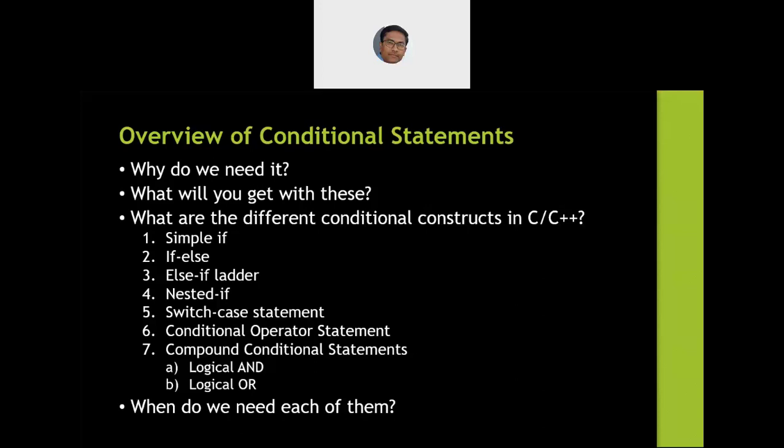This is a quite common long answer question, either in C or in C++. What are the different conditional statements that are supported in C or C++? Illustrate with flowcharts or pseudocode or with one or two examples. So shall I proceed with the simple if?